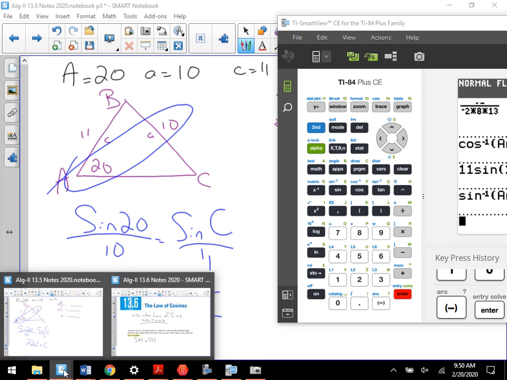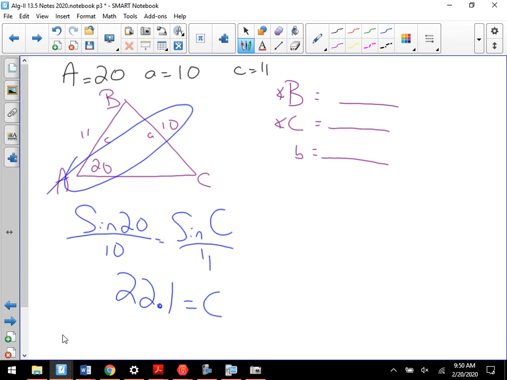Okay. Everybody with me so far on that? Okay, just pressing buttons. Now, since this angle that I found is an acute angle, what I need to do is check and find its supplement.